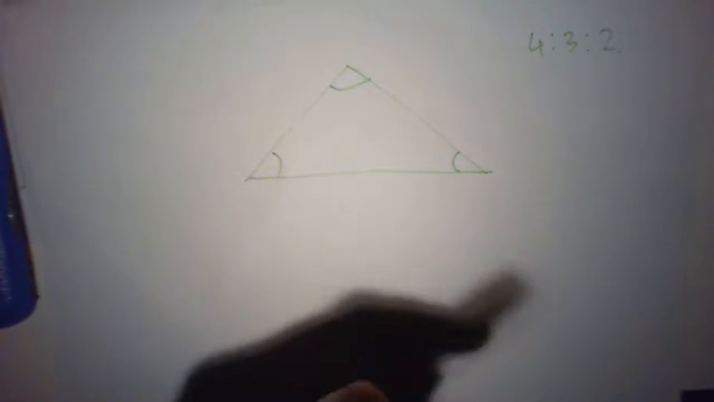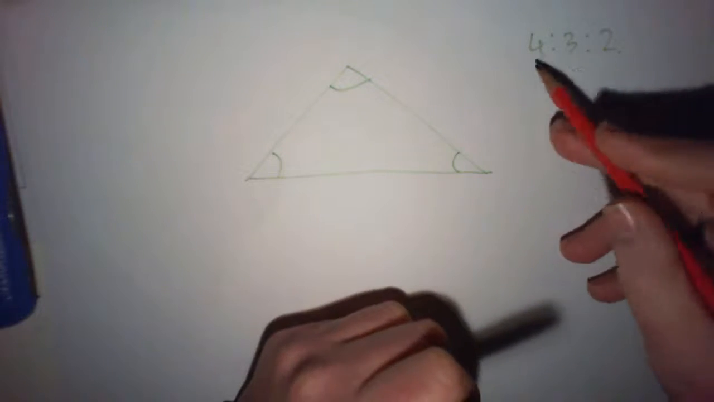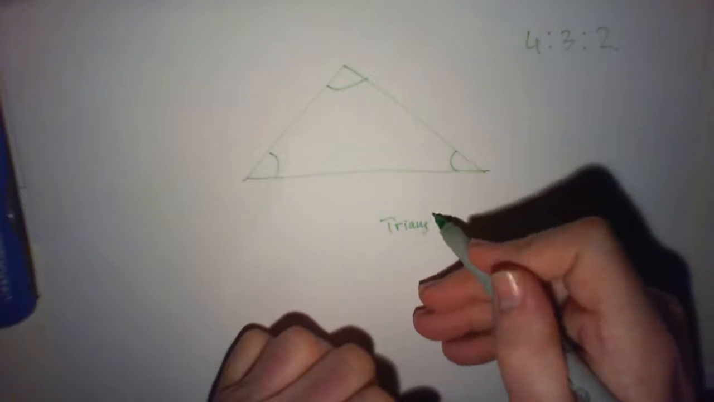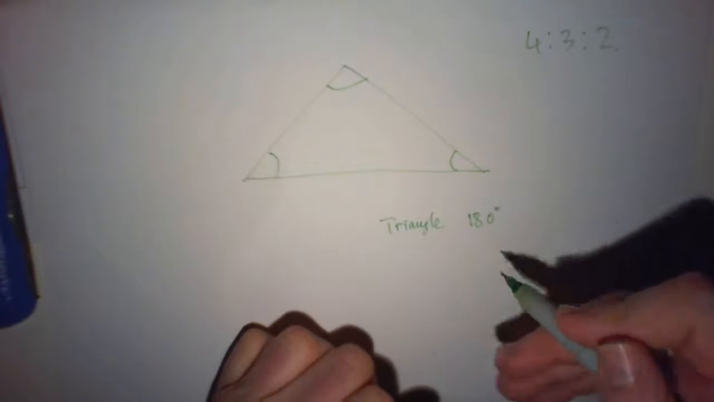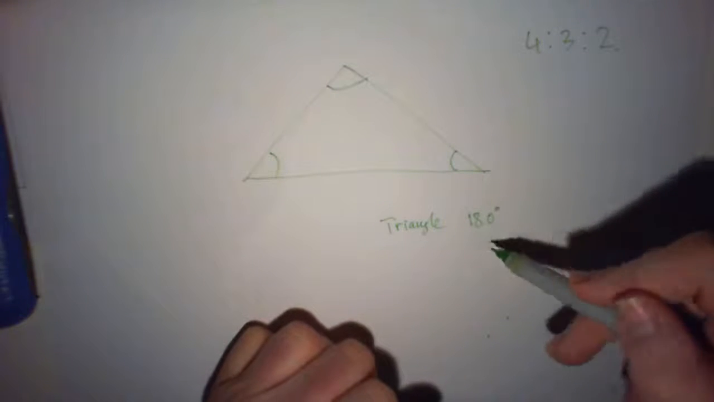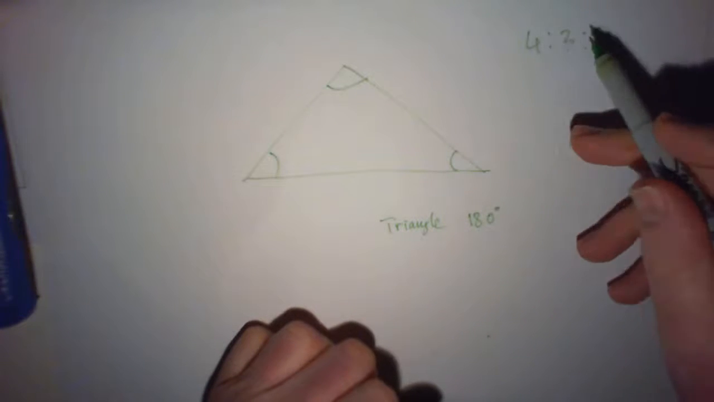So let's try and work this one out. First thing you do is, this is a ratio. We need to get at a proportion, but a proportion of what? What number do we know is associated? What degrees are associated with a triangle? Well, a triangle has 180 degrees. So if we could break a triangle of 180 degrees up into a ratio of 4:3:2, we'd be able to figure out which angle is which.